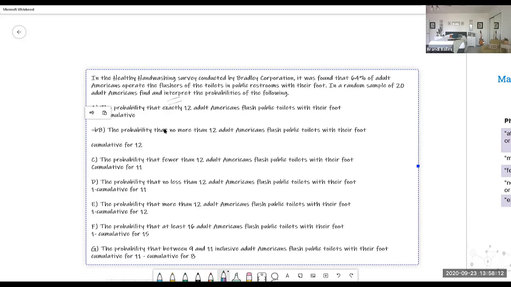Equals BINOM.DIST, open parentheses, the number we care about, which the problem says is 12, the number of people we asked, which the problem says is 20, the probability that they said yes, which the problem says is 64, and whether or not we need cumulative, and we don't, so we'll say false.